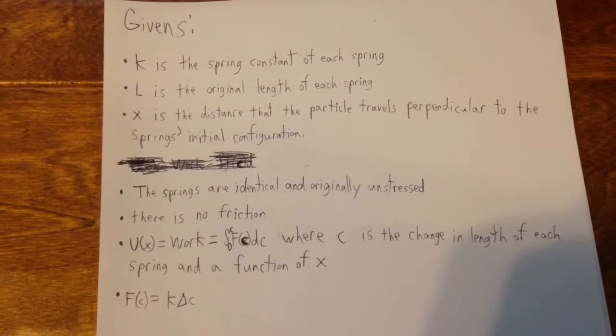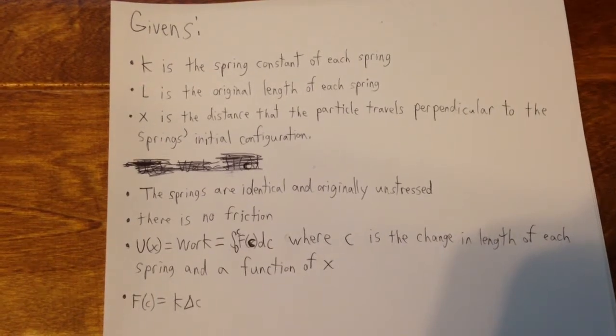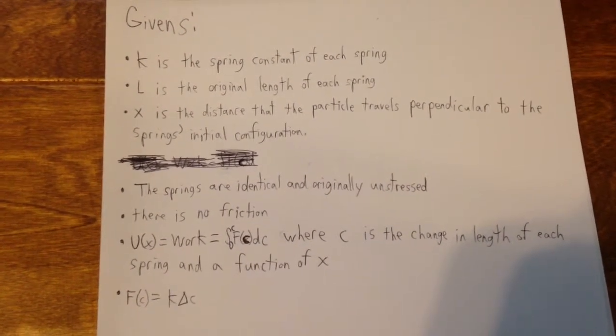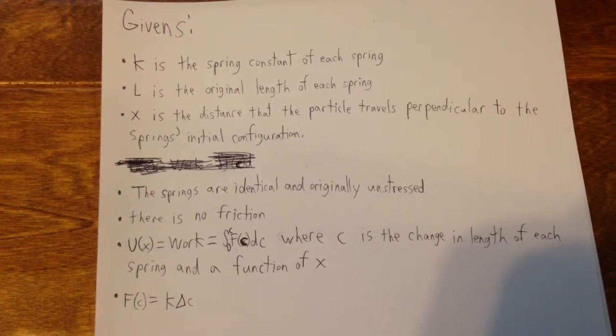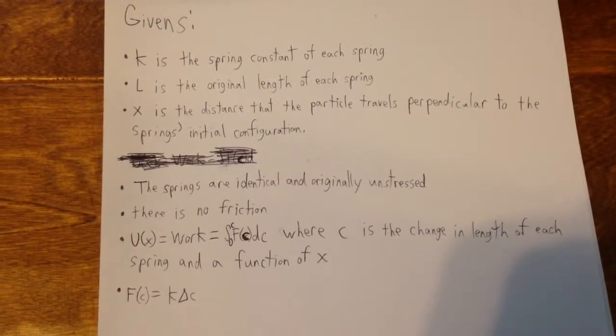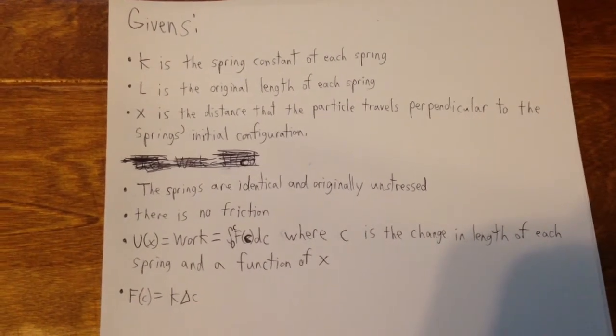First, we must list our givens. K is the spring constant of each spring. L is the original length of each spring. X is the distance that the particle travels perpendicular to the spring's initial configuration. The springs are identical and originally unstressed.